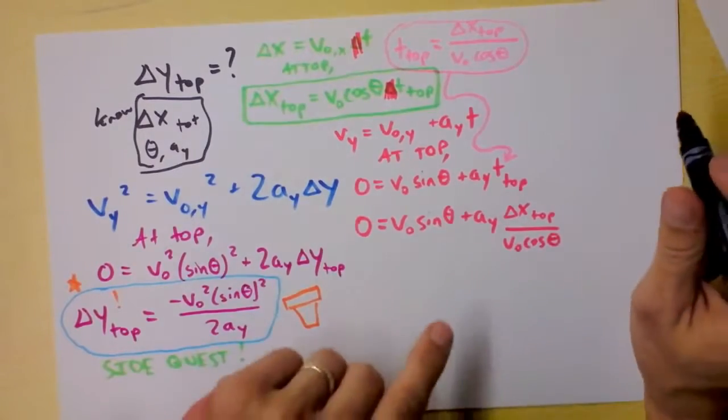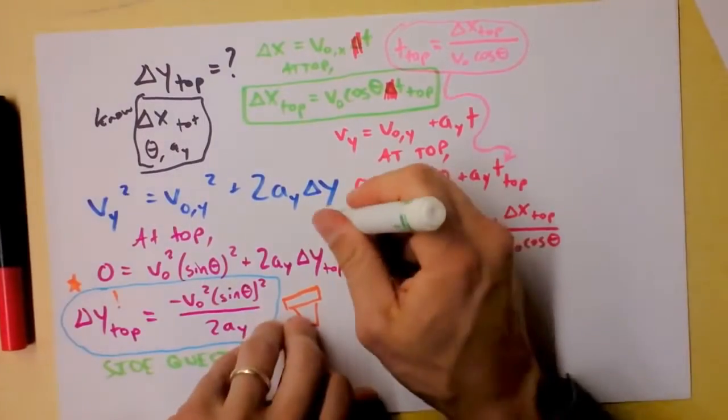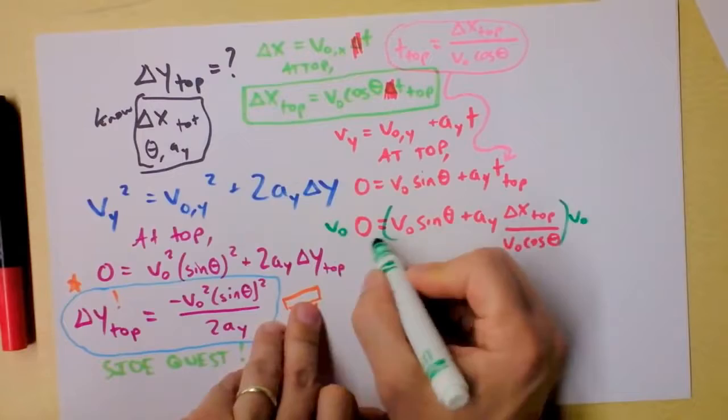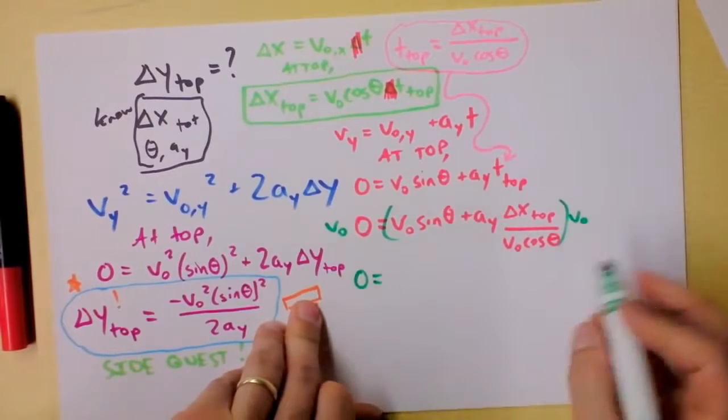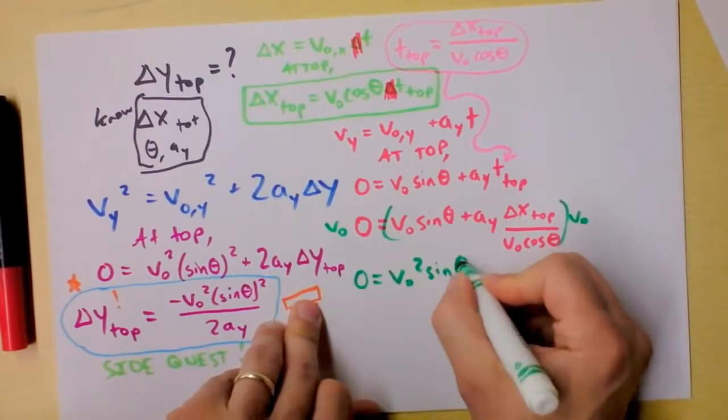So I'm going to multiply both sides by v naught. That means, whoa, if I multiply both sides by v naught, I'm going to put v naught over here, and it has to multiply both these terms. V naught times 0, that's still 0. 0 equals v naught squared times sine of theta, right?